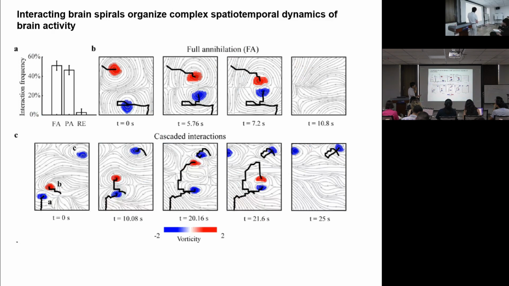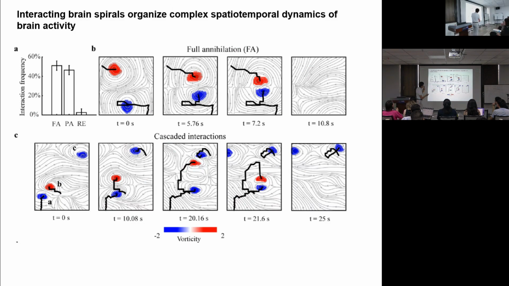I will go through this quickly. We can see those spirals interact, and these interactions are very important for organizing large-scale brain dynamics. I tend to think of this as a large-scale organization principle for brain dynamics. So here, as you can see, this is an anti-clockwise spiral and a clockwise spiral. They interact. Through this interaction, both of them die, disappear.